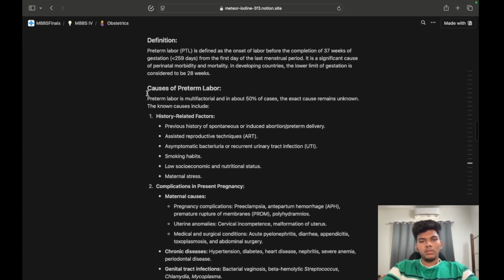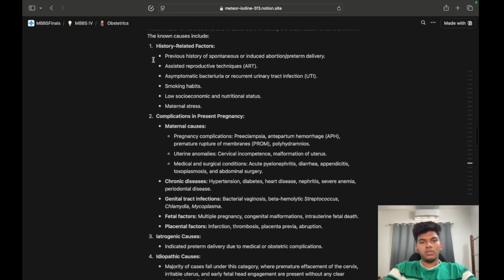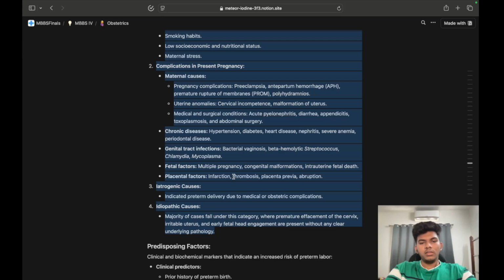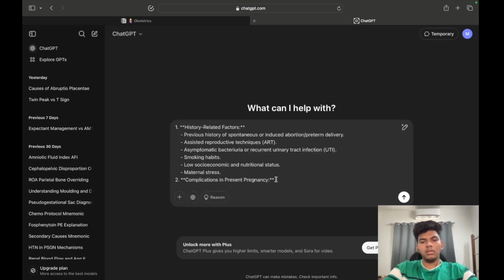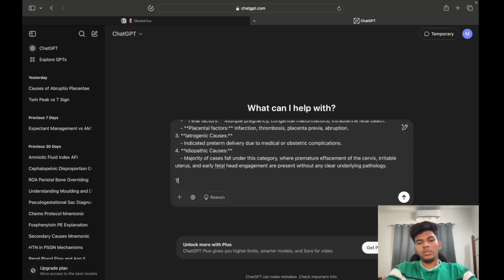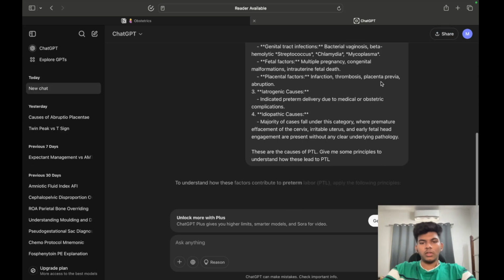So let's copy all of this, the preterm labor, and wait a second. So these are the causes of preterm labor, right? So let's copy all of this and let's go to ChatGPT, and we need something like a principle. I'll type it here for you to understand it better. These are the causes of preterm labor. Give me some principles to understand how these lead to PTL. So let's get some pathophysiological understanding.